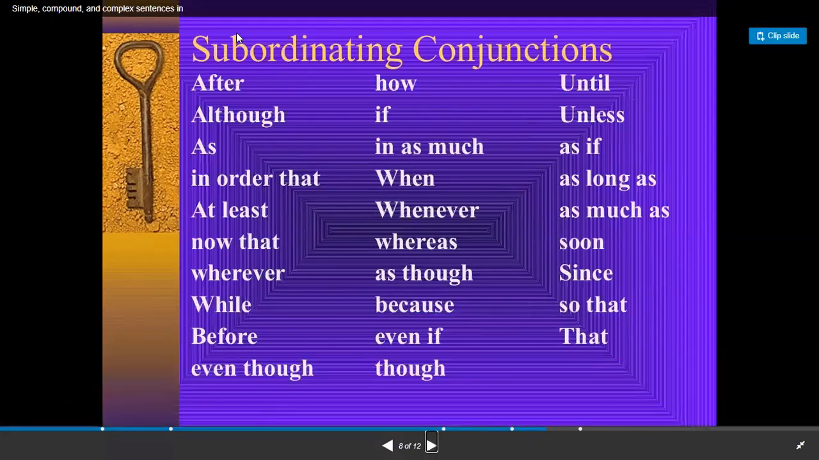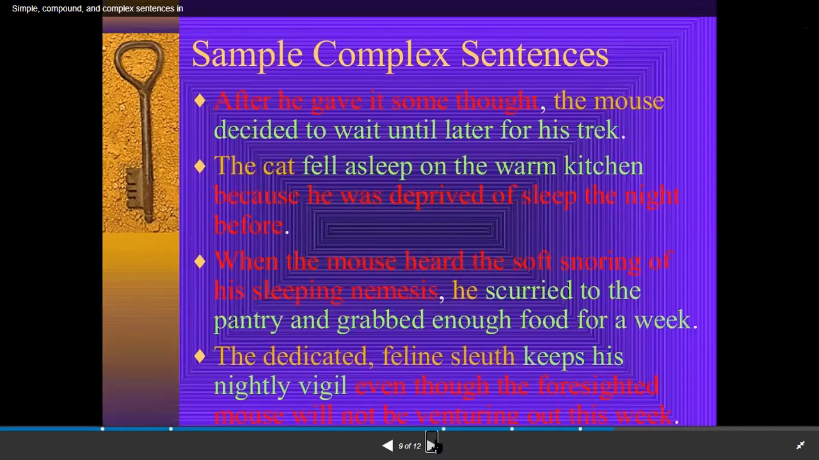These are some of the subordinating conjunctions which we can use at the beginning of the dependent clauses, like after, how, until, although, if, unless, as, as much as, in order that, when, as long as, and so on. And here are some examples of complex sentences. The first one, after he gave it some thought, the mouse decided to wait until later for this trick.